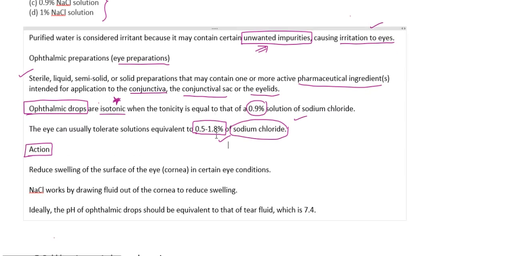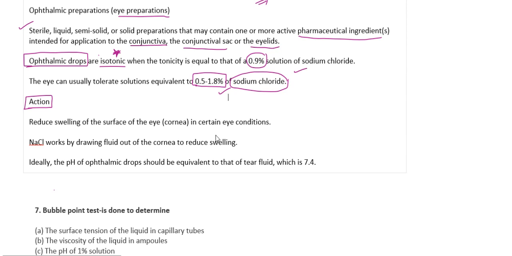All these sodium chloride preparations are used in the treatment of the eye to reduce swelling. The action is that sodium chloride can draw fluid out of the cornea. That is, it can withdraw the fluid from the cornea in the case of swelling, and thereby reduce the swelling by withdrawing the water or fluid from the cornea. The pH of ophthalmic drops is around 7.4.